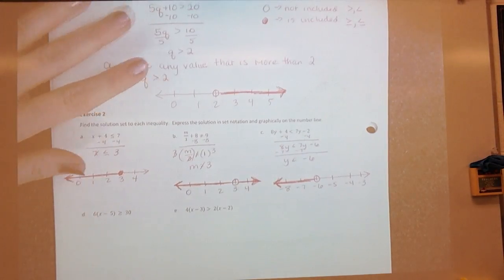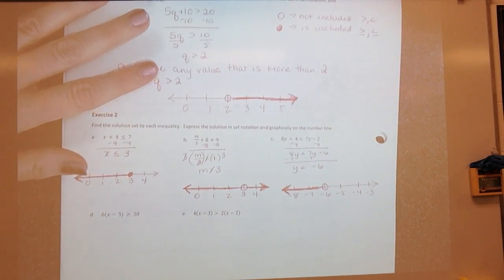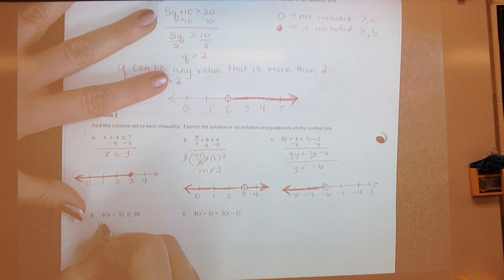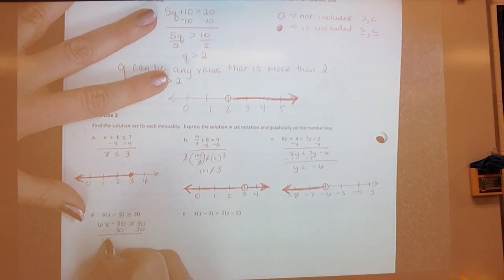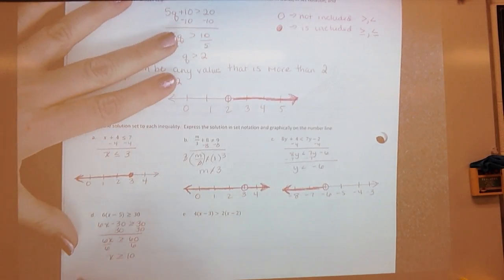All right, let's look at D. I actually have to use the distributive property to figure this out. So 6x minus 30 is greater than or equal to 30. Add 30 to both sides. I get 6x is greater than or equal to 60. Divide by 6. X is greater than or equal to 10. Alright. That's my set notation.